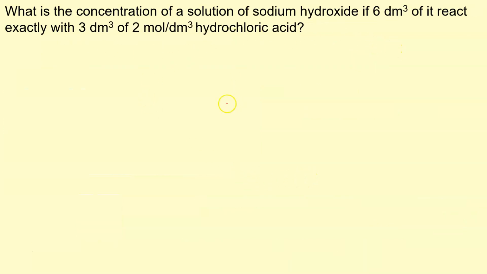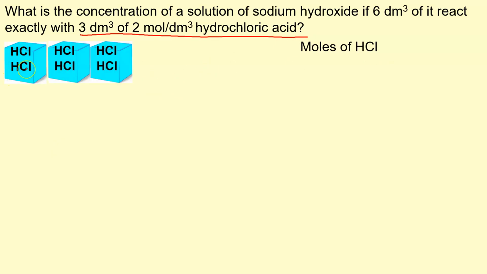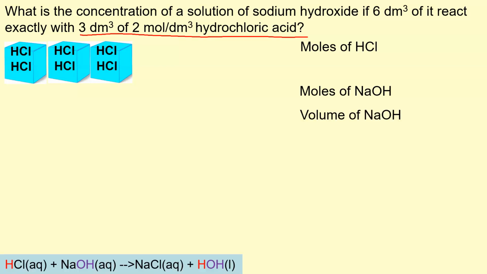What's the concentration of sodium hydroxide if 6 decimeters cubed of it react with 3 decimeters cubed of 2 moles per decimeter cubed of hydrochloric acid? I always think it's probably worth underlining that because that's going to include our first concentration calculation. So let's visualize everything. We've got 3 decimeters cubed, each blue block representing a decimeter cubed, with a concentration of 2 moles per decimeter cubed. We now need to work out the number of moles of sodium hydroxide. So this is where we will need our equation.